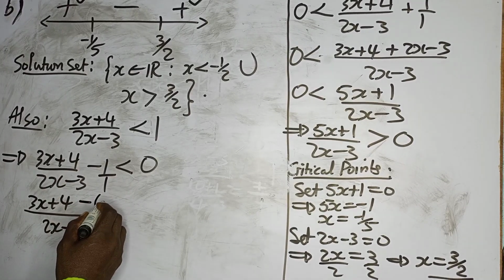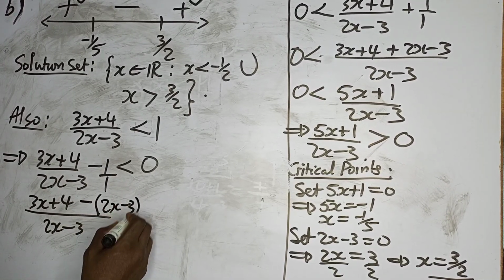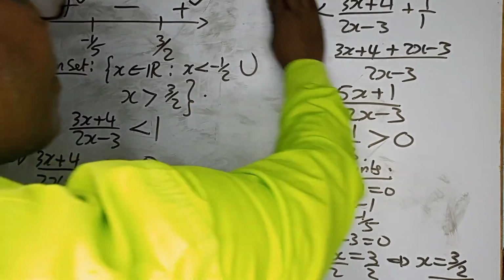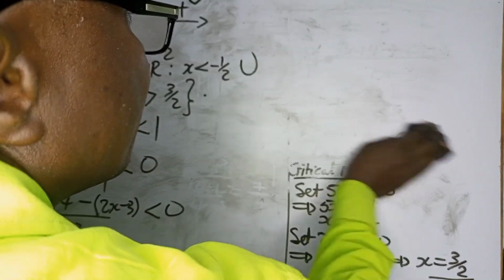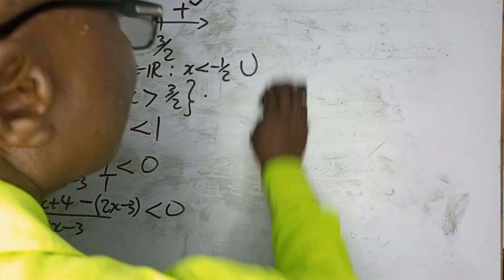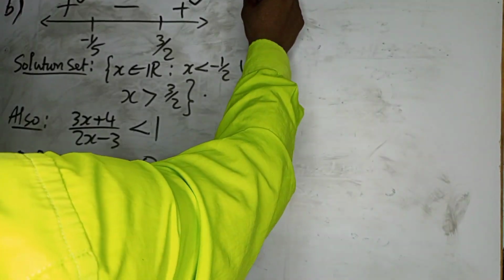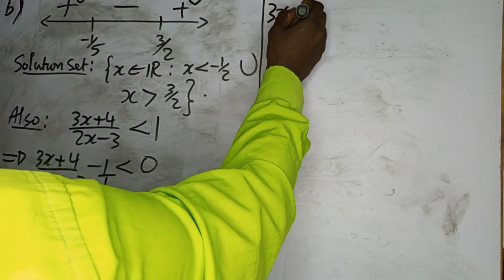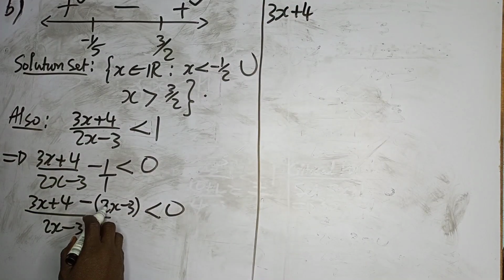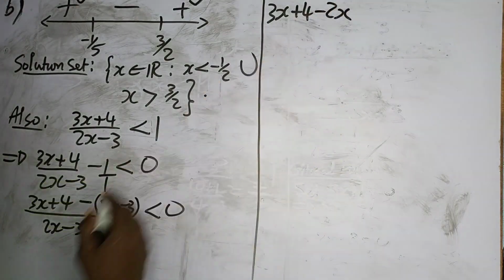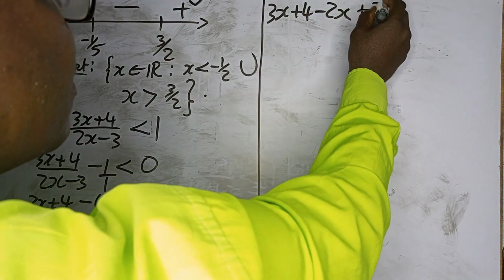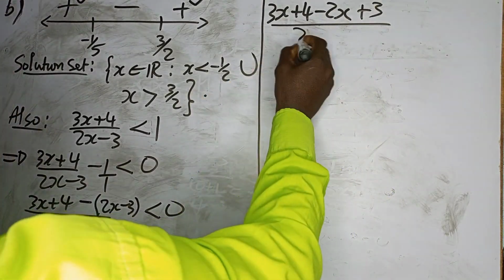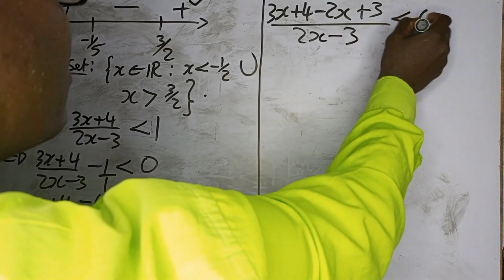So we have negative into, we must use this parenthesis, 2x minus 3 less than 0. Okay, so we open the parenthesis, we have 3x plus 4. Negative times 2x is negative 2x. Negative times negative 3 becomes positive 3, sorry. So all over 2x minus 3 less than 0.